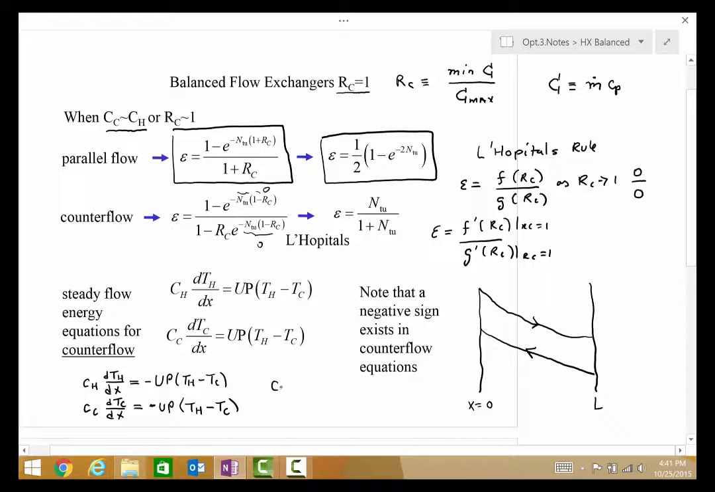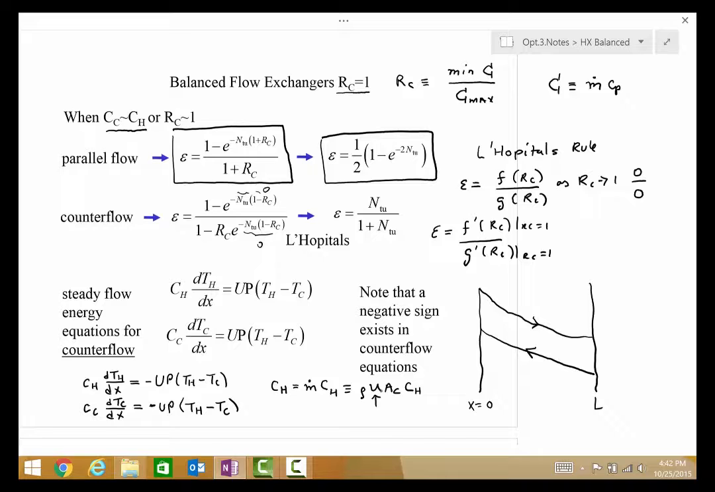You have to remember that CH or CC, while we say it's m dot times little c, you can think about that also as rho times a velocity times an area times this heat capacity. So the velocity matters, and the sense of the velocity matters in terms of the evaluation of this problem. So this is a really important issue in terms of how to think about these problems.